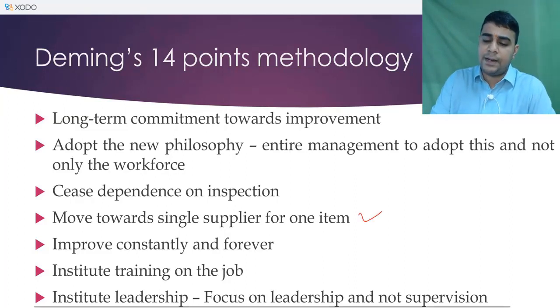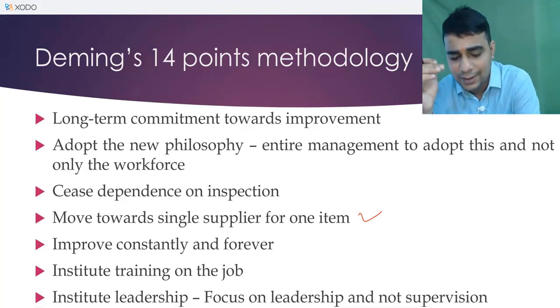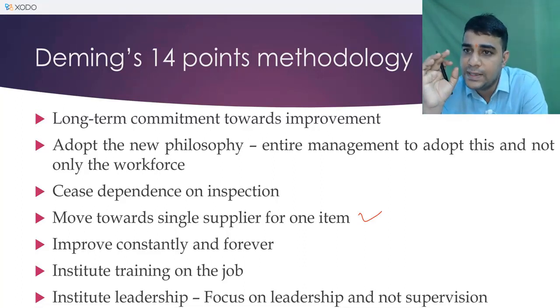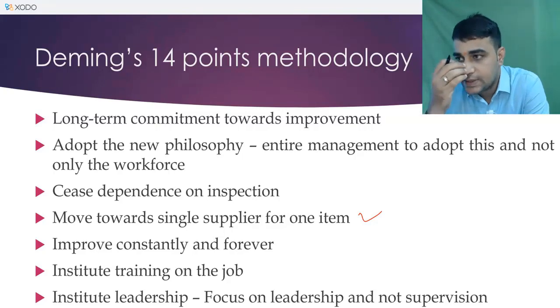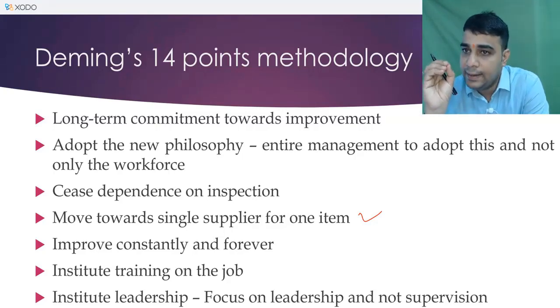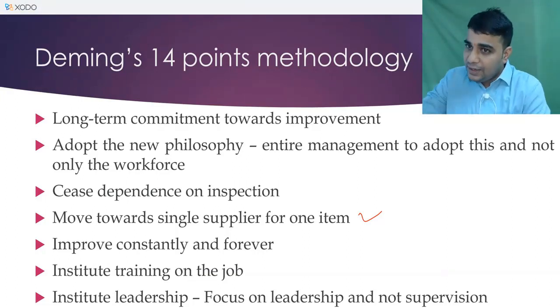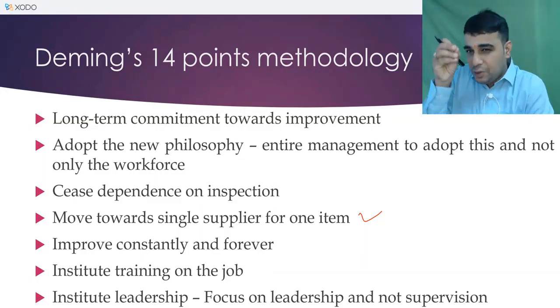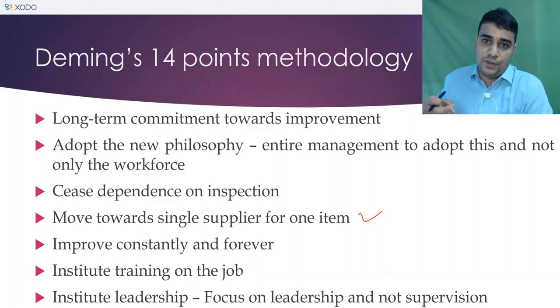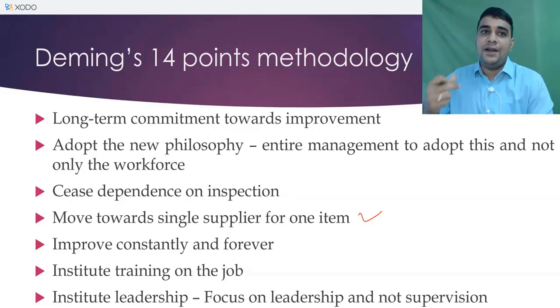Move towards single supplier. Now he also told that an organization needs to move towards a single supplier. Why I need to move towards a single supplier is, I need raw material A. I am buying it from suppliers A, B, C, D, E, multiple suppliers. There is a possibility that the composition or the quality from suppliers can be different. So when you use different batches of raw material, it could be possible that there is some difference among the end product which you are manufacturing. I don't want my customers to have a different experience.